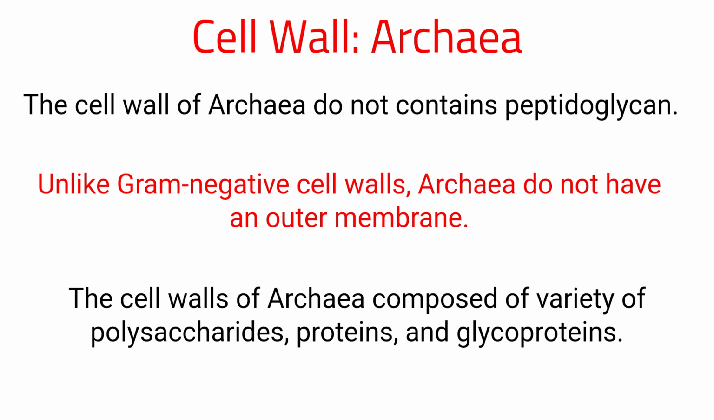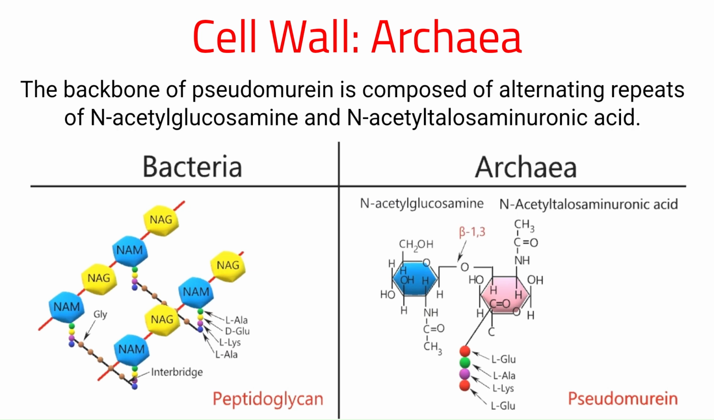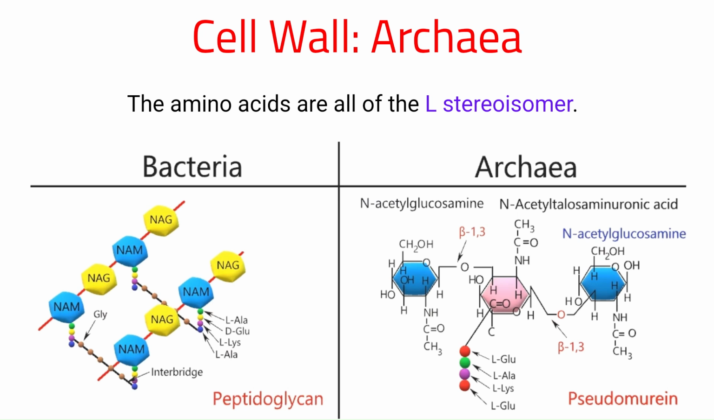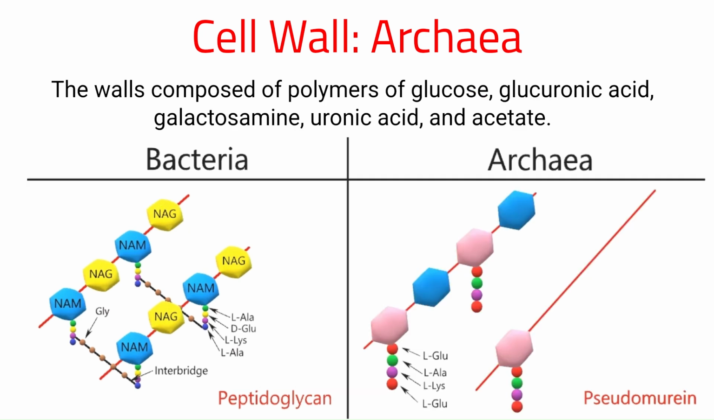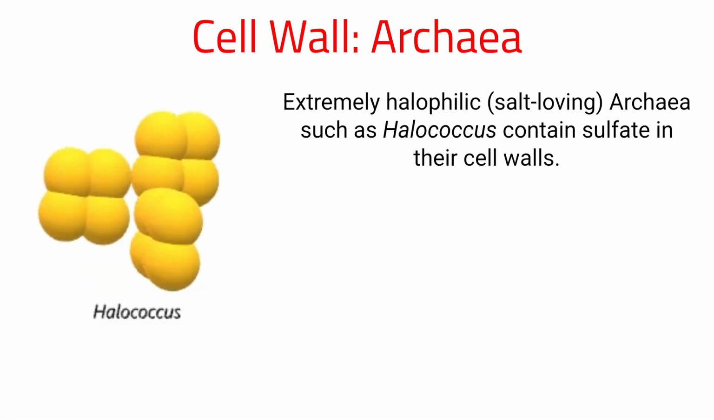A polysaccharide called pseudomurein. The backbone of pseudomurein is composed of alternating repeats of N-acetylglucosamine and N-acetylmuramic acid. The glycosidic bonds between these sugar derivatives are beta-1,3, and the amino acids are all in the L-stereoisomer. The cell wall of Archaea can also be a thick polysaccharide wall composed of polymers of glucose, glucuronic acid, galactosamine, uronic acid, and acetate. Extremely halophilic Archaea, known as Halococcus, contain sulfate in their cell walls.